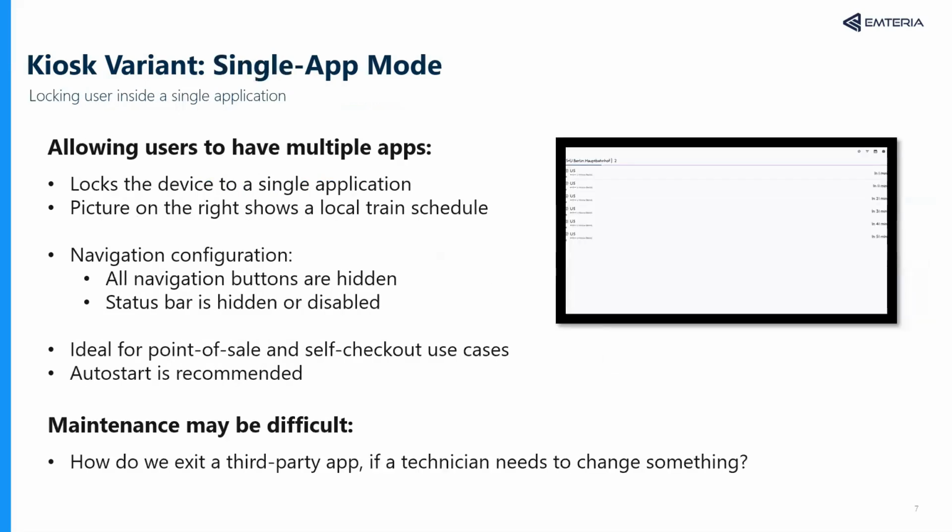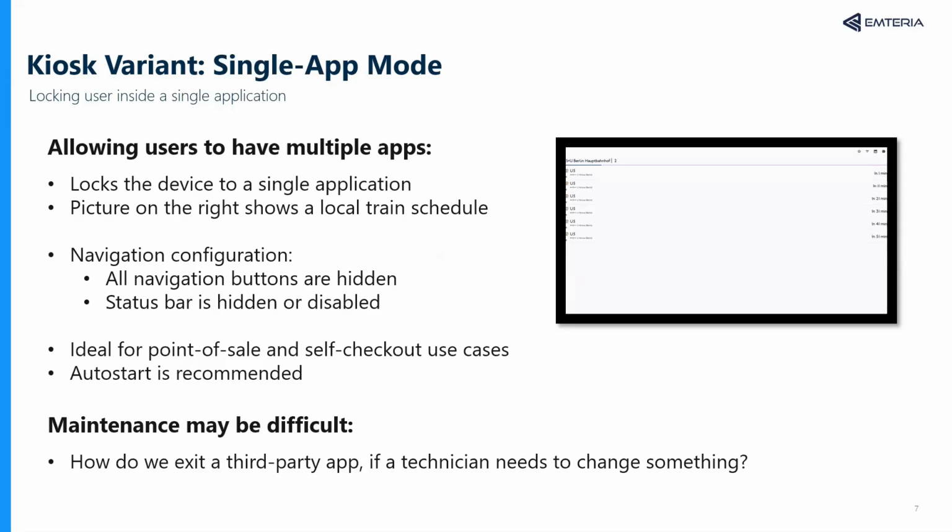The simpler way is obviously single app mode, right? This is really difficult to see for you, I think, because it's small. But on the right side of the screenshot, it's an app which is showing a local train schedule. So it's a client who has a device installed on his desk, and it shows the trains at the specific train station. So there's a single app running on the device. It's running on auto start. So when the device is booted, the app is started, and everything is hidden. The whole navigation is hidden, the status bar is hidden. The user should not be able to leave this application.